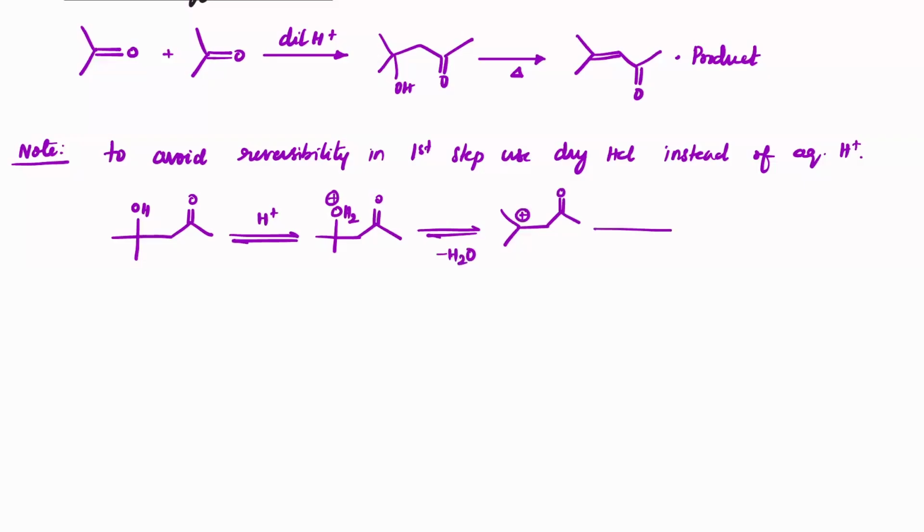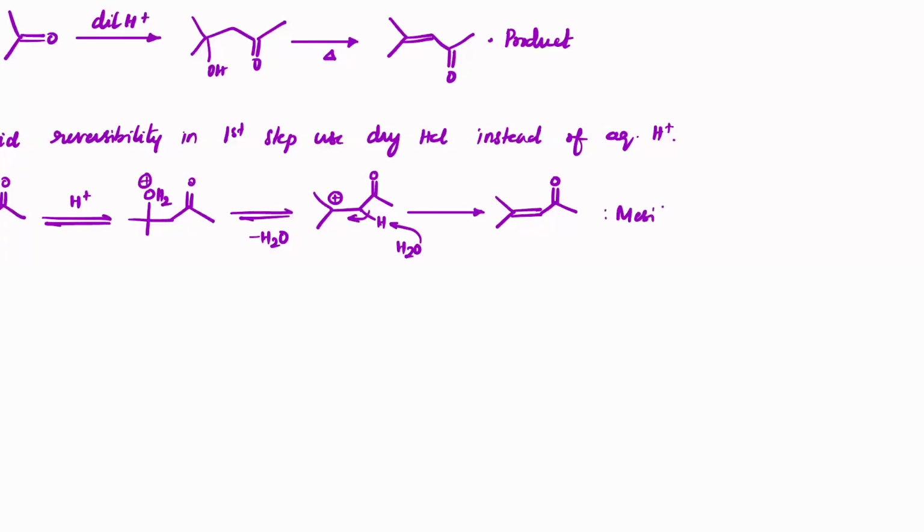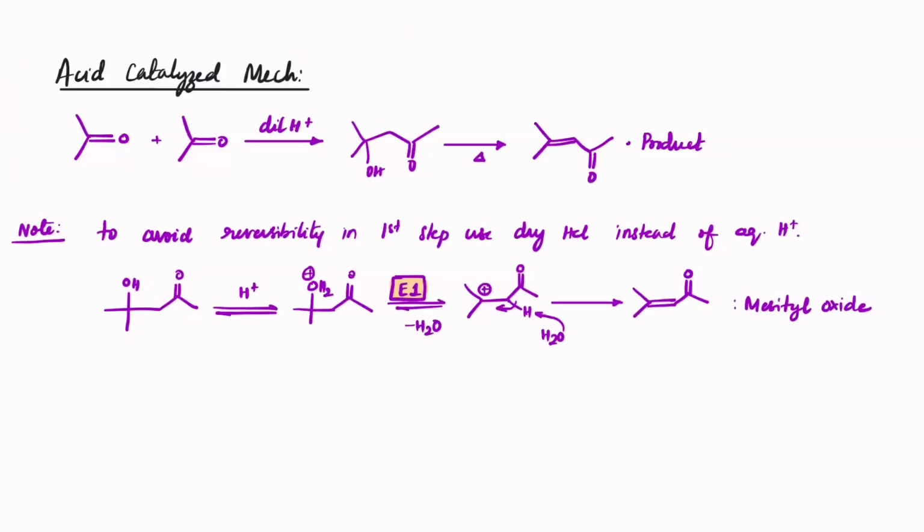Once you get a carbocation formation, it is easy for water to extract this proton and push it here and convert into a double bond. A lot of times the temperature is not mentioned. Even if the temperature is not mentioned, we know that it can easily get eliminated. Hence, this will be the product, called mesityl oxide. The type of mechanism happening here is an E1 mechanism because it is completely getting converted into a carbocation form. So in acid catalyzed mechanism, an E1 mechanism is observed. This is how the product would come across.